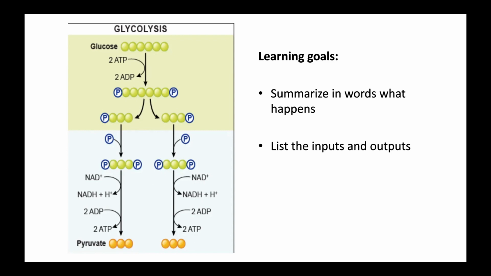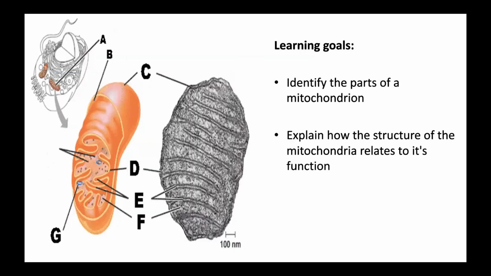Now let's take that pyruvate and go over to the mitochondria. So the mitochondria has its own learning goals. We want to identify the parts of the mitochondrion, which is singular, and then we want to explain how the structure of a mitochondrion, or multiple mitochondria, which is plural, relates to its function. Here we have a diagram of a cell. We've highlighted the mitochondria, then we're zooming in on this mitochondria in this diagram.